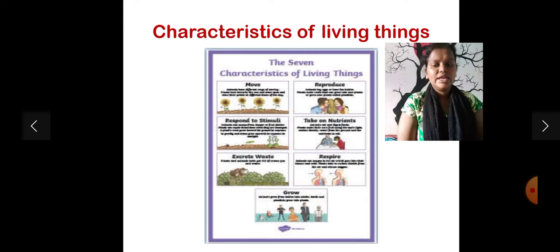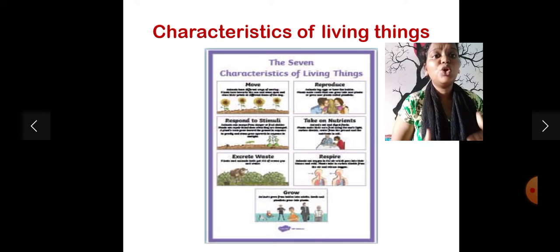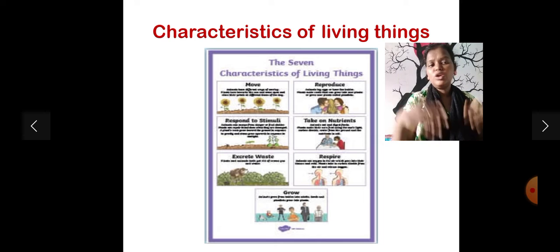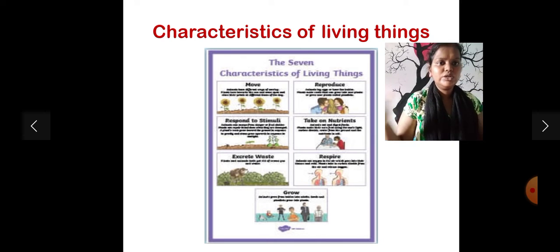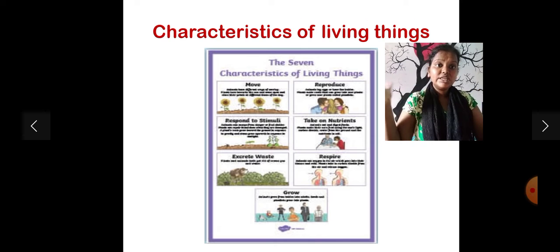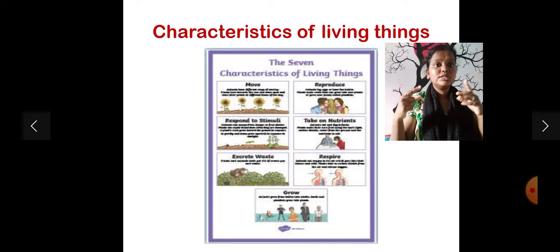Okay. Then we can see the characteristics of living things. Characteristic means what living things can do. Non-living things cannot do anything because they are not alive. But living things can do everything because they are alive.